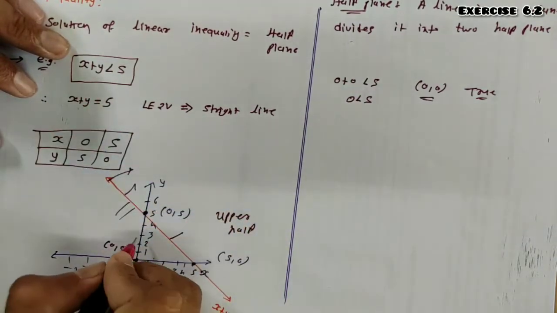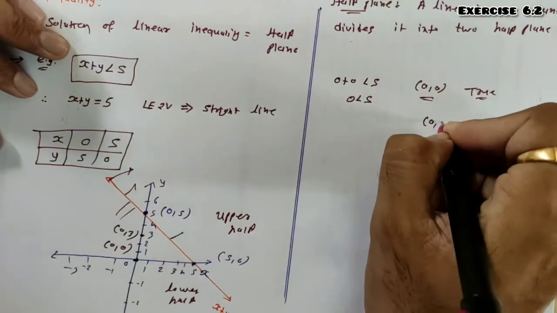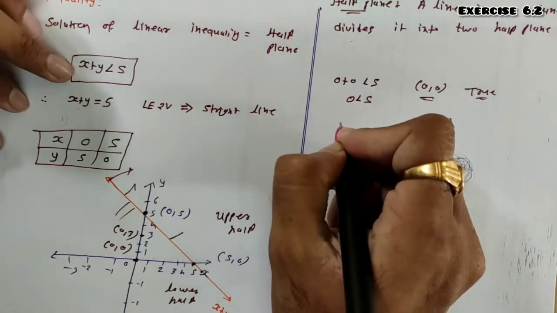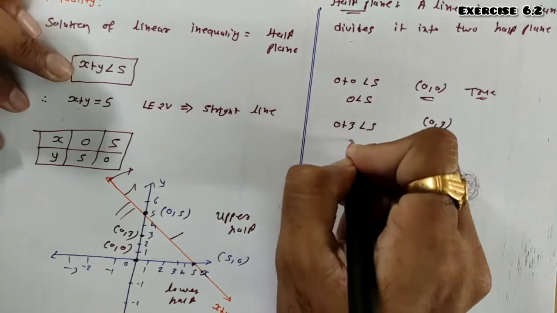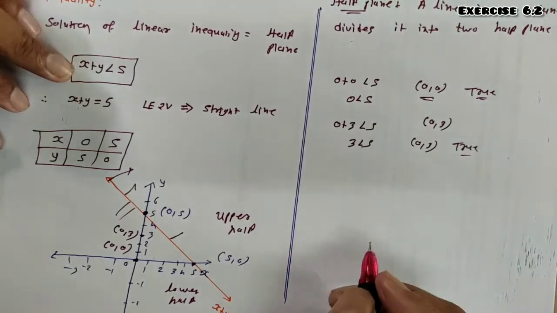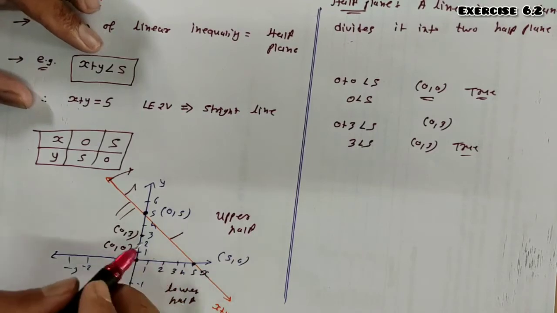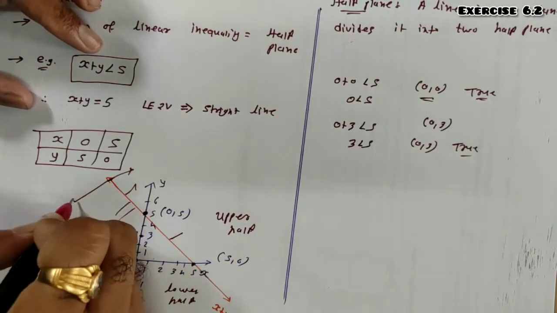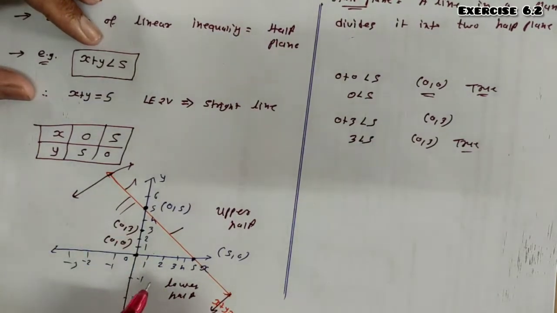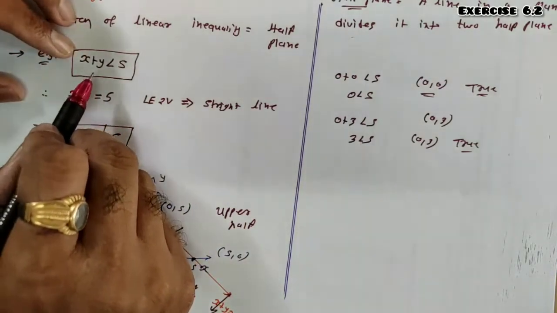Consider another point. Suppose we take a point on the y-axis, 0, 3. Can this 0, 3 solve our inequality? Put x equal to 0, y equal to 3: 0 plus 3 less than 5, 3 less than 5. So this 0, 3 point also solves our inequality. It is also true. So 0, 3 is also a solution of this inequality. So how many points are there in total? You can take any point from this half plane, that is from the lower half. All the points which lie in the lower half will solve, or we can say satisfy, this inequality.